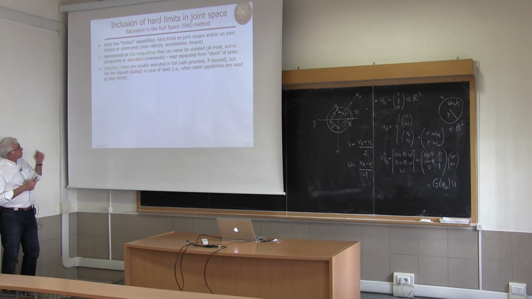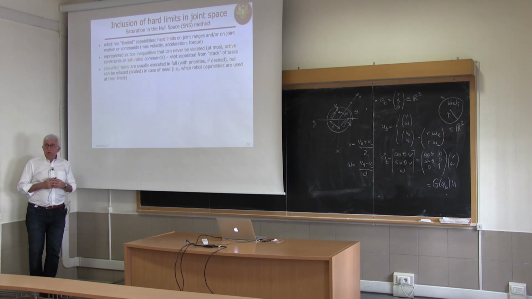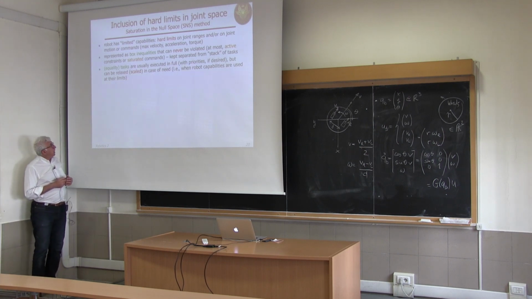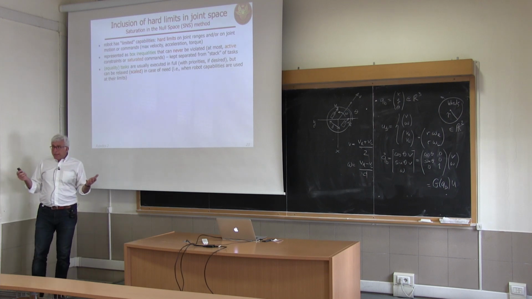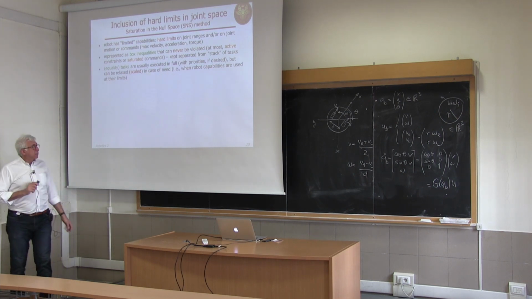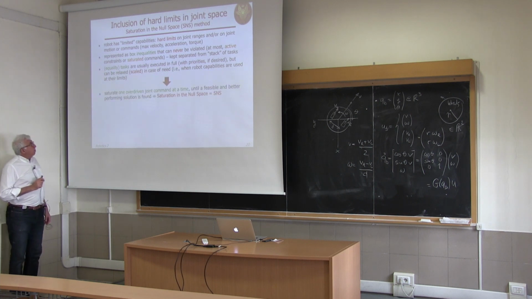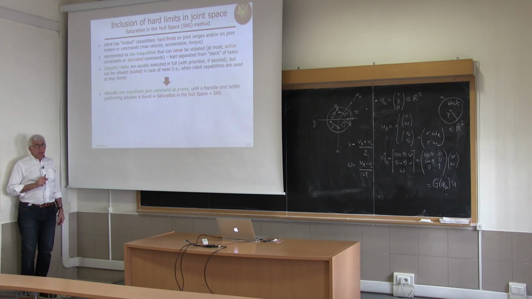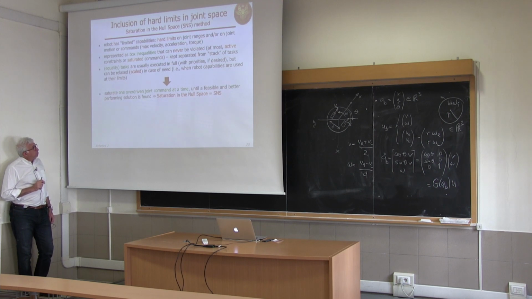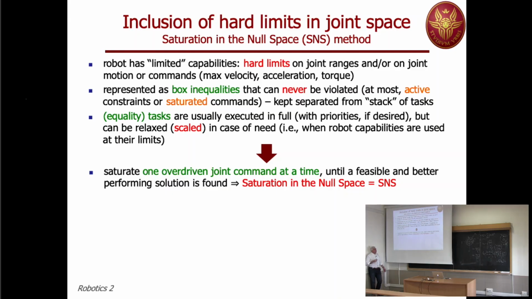So this method considers also the execution of equality tasks that possibly will be scaled when we don't have enough robot capabilities for doing the task itself. And this should be done automatically and with the least possible scaling. So how does our method work? We start again with a minimum norm solution. If this works and satisfies all inequality constraints as well, then we are done. But we typically end up with something which is unfeasible with respect to the hard constraint.